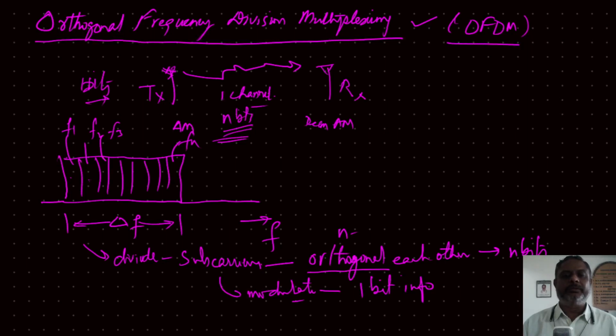So OFDM is one of the key components in improving the efficiency of the system. So many more such things to come.